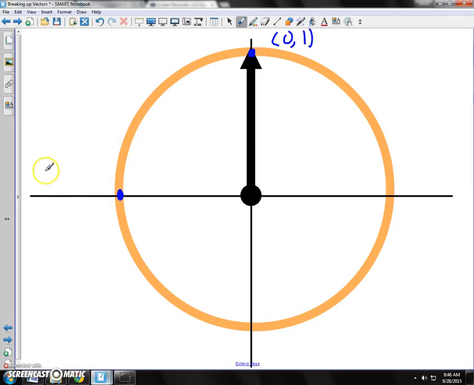At this point, I'm going to go over this faster: -1, 0. You can figure this out. 0, comma, -1, and this point is 1, comma, 0. These will become important in a minute.